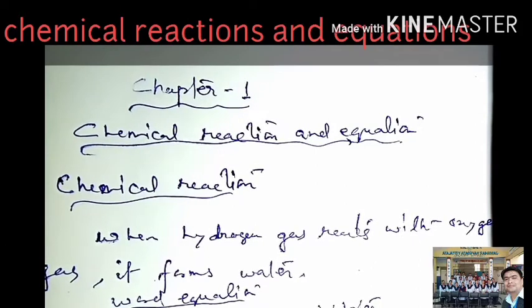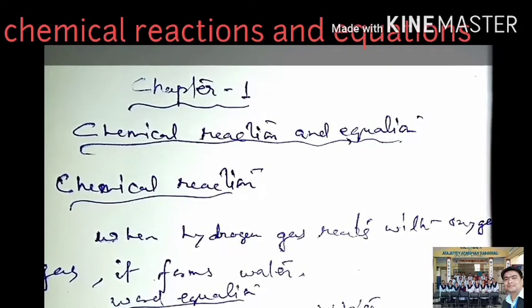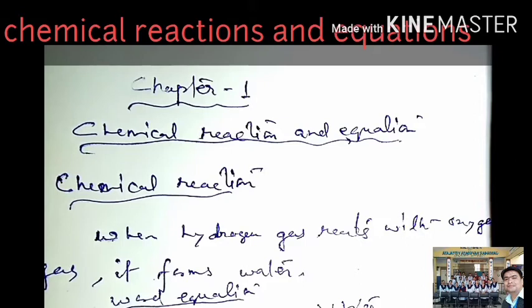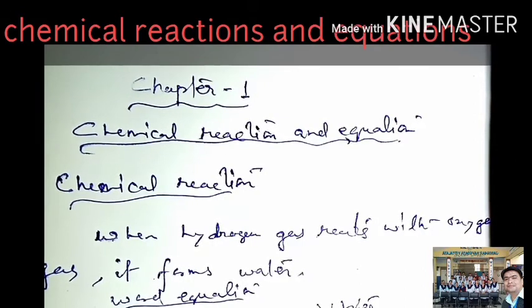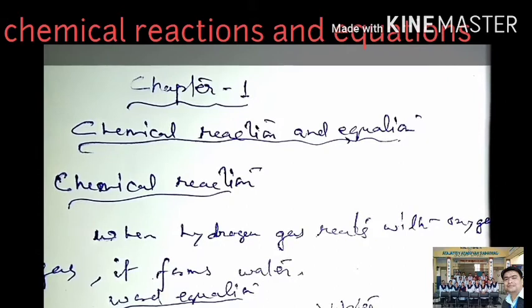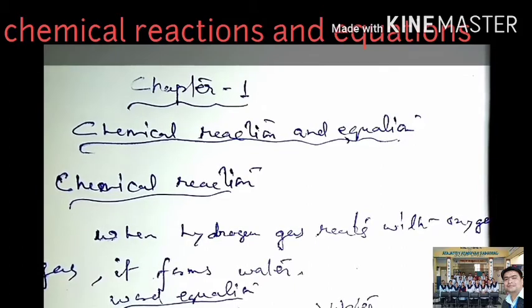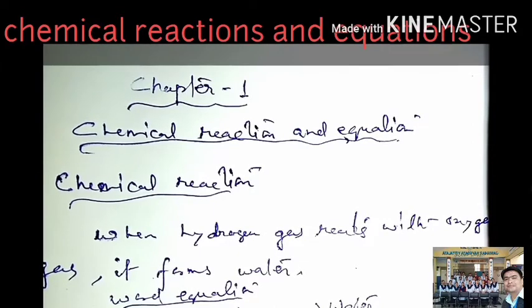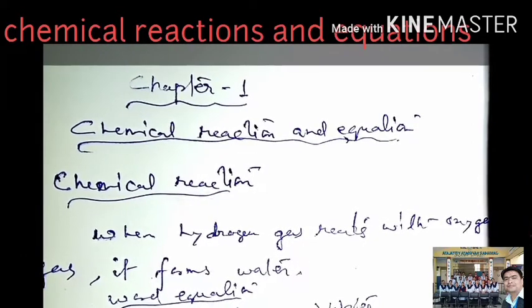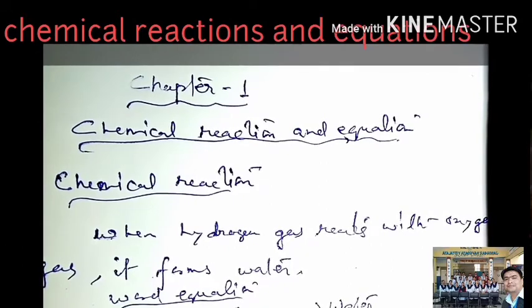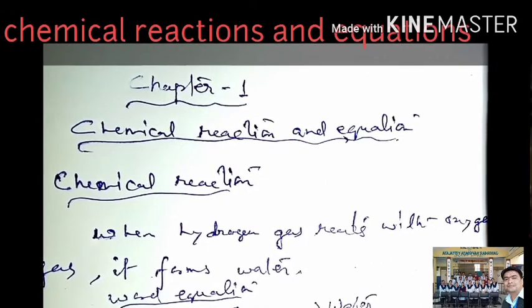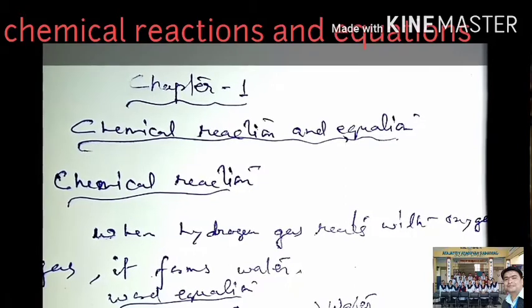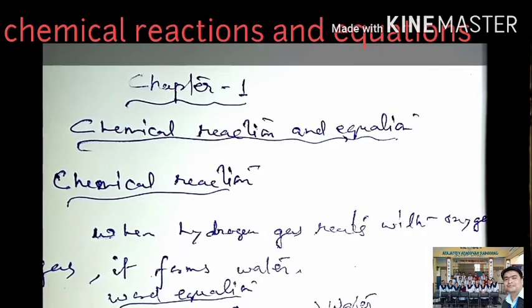Now, in class 9 we learned the symbols and formulas, and how to write the chemical formula of different compounds. Let me represent this equation in the form of symbols. The symbol of hydrogen, everybody knows, is H2. It is in the gaseous state. The symbol of oxygen is O2, which also occurs in the gaseous state. It gives water, and the formula of water is H2O, which at normal temperature and pressure we find in the liquid state.